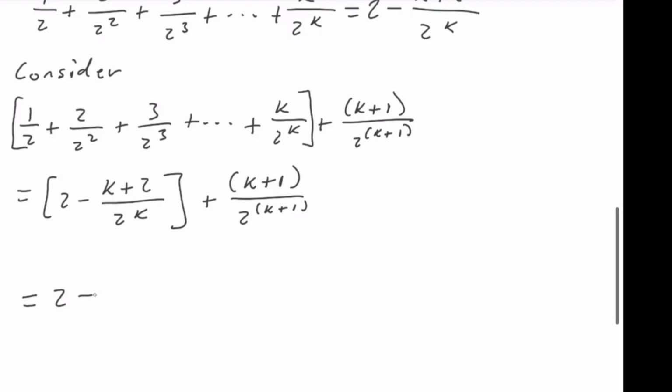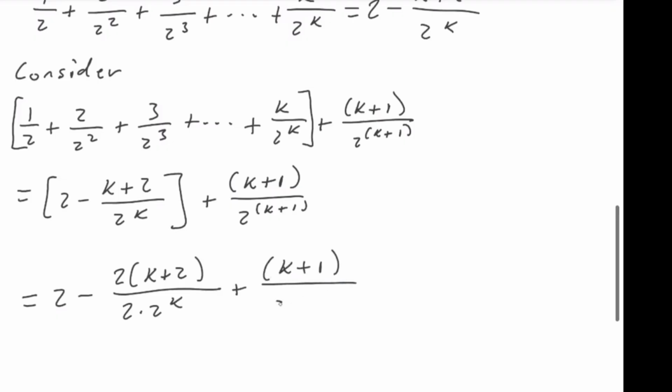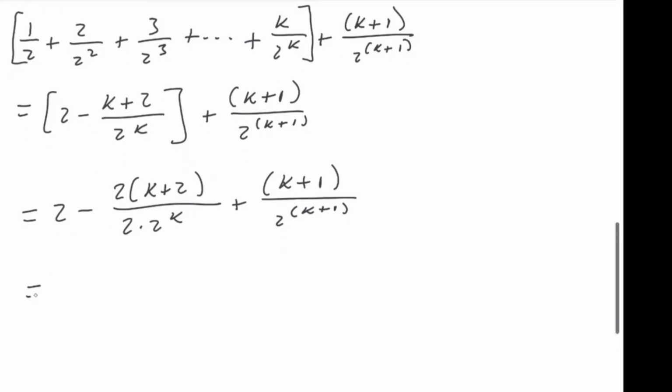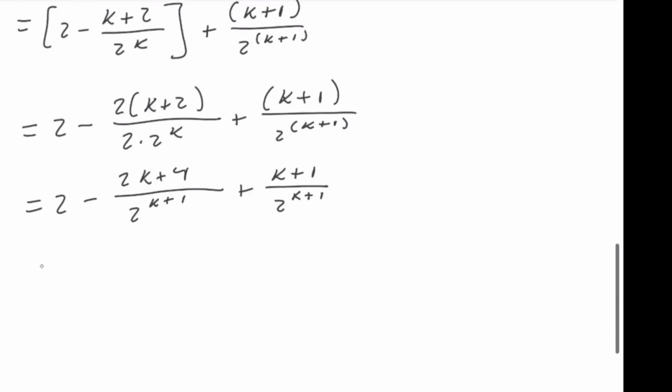So that's going to be 2 minus, if I multiply top and bottom by 2, 2 times k plus 2 over 2 times 2 to the k, plus k plus 1 over 2 to the k plus 1. And the reason why I did that is because, of course, 2 times 2 to the k is the same thing as 2 to the k plus 1. So that's 2 minus 2k plus 4 over 2 to the k plus 1 plus k plus 1 over 2 to the k plus 1.